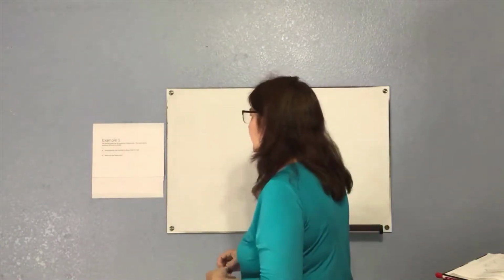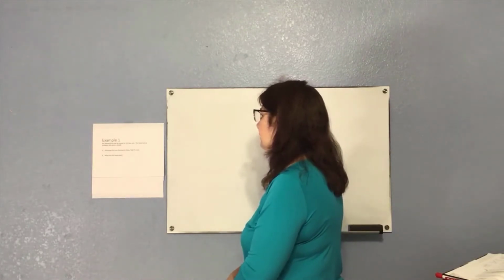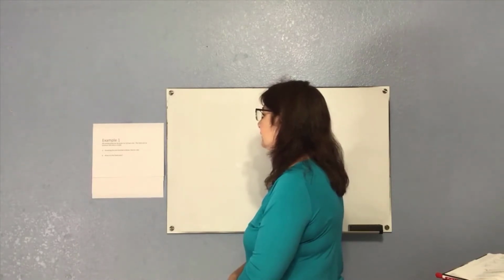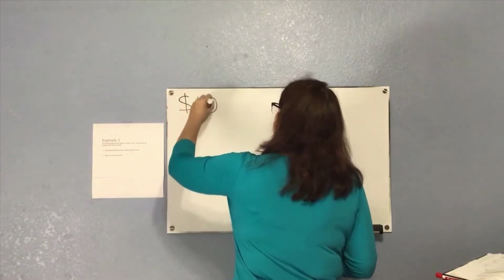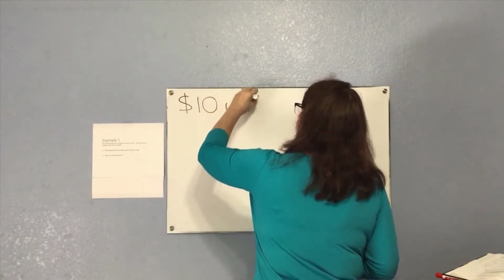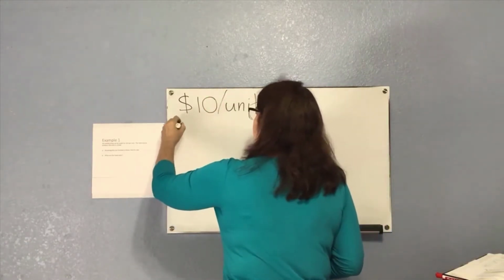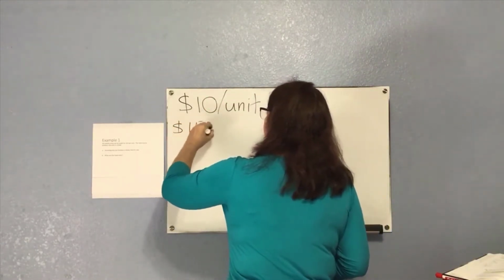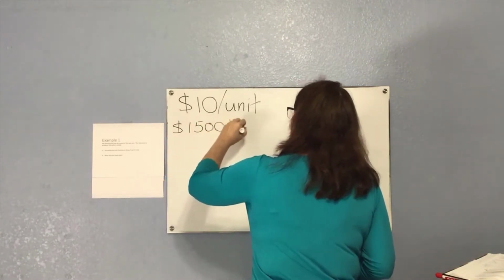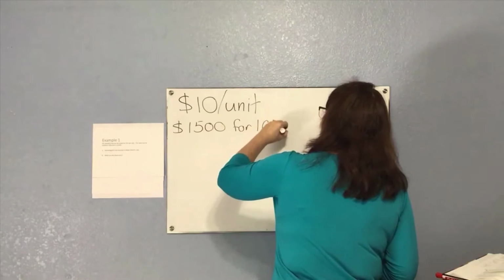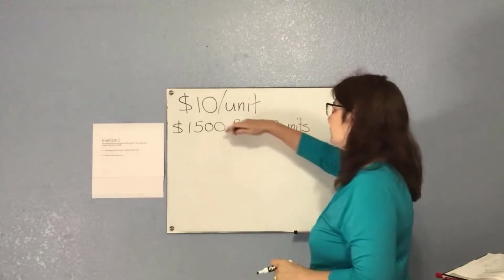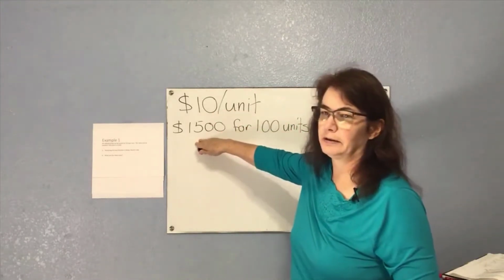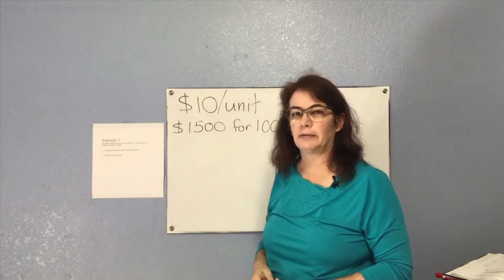In our first example, an anti-clot drug can be made for $10 per unit. The total cost to produce 100 units is $1,500. So let's write that down. $10 per unit and $1,500 for 100 units. Well, if you multiply 100 by 10, you're going to get 1,000, not 1,500. So where does that extra 500 come from?